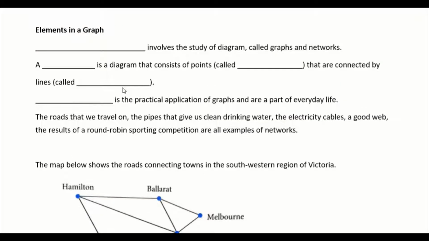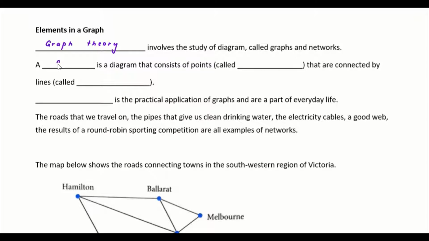Okay, let's start with the definition. The big idea that we are learning here is called graph theory. It involves topic 3.3 graph and networks that we are learning right now, and also topic 4.3 in future, which will deal much more with application and different algorithms. Graph theory involves the study of diagrams. All these diagrams are called graphs and networks.